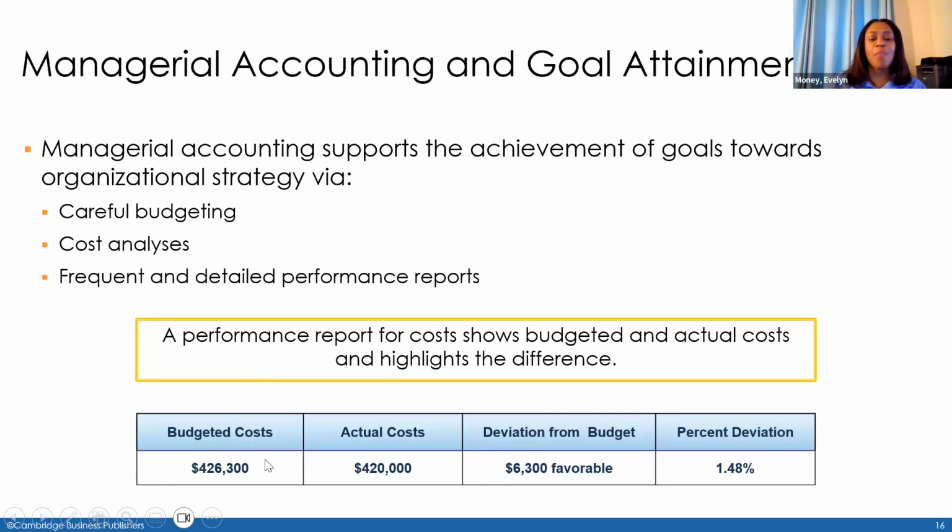So here I have my budget. Then through cost analysis, I have my actual costs. And then through those frequent and detailed performance reports, we calculate our variance, or our deviation from the budget. So we're always happy when we spend less than what we planned on spending. So we call those favorable. And then we see the percentage of that favorability.